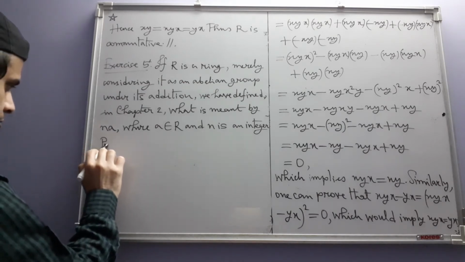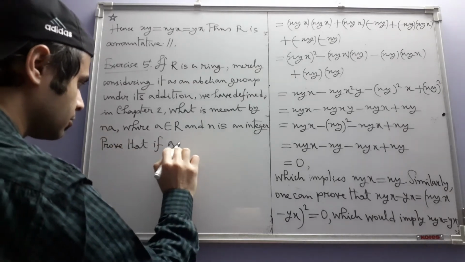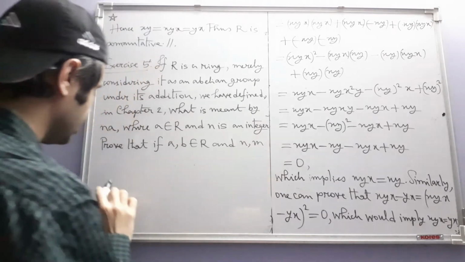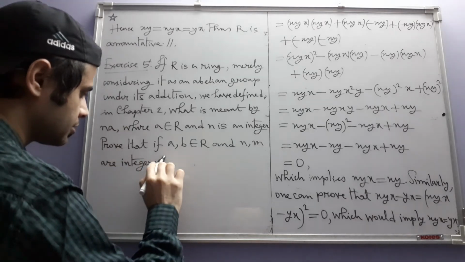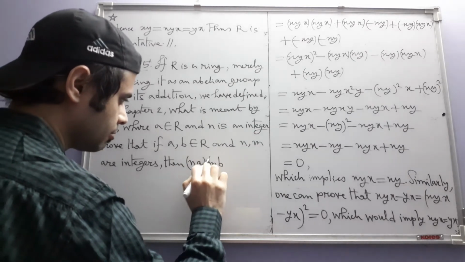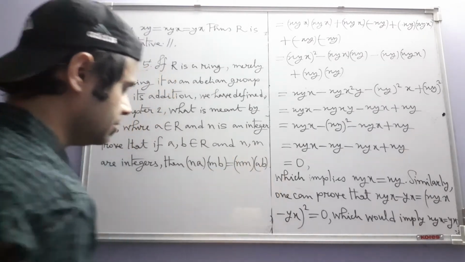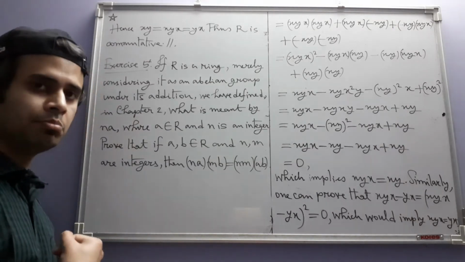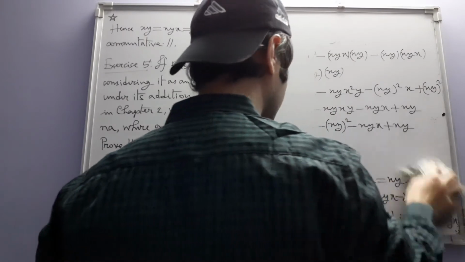Prove that if A and B are ring elements and N and M are integers, then NAMB is equal to NMAB. That's what we have to prove. Okay, so first of all, we have to see what the exercise means. We have to make sense of what this symbol NA means.